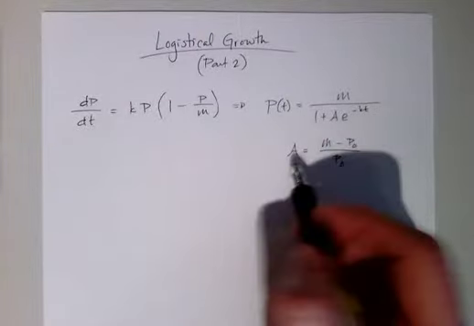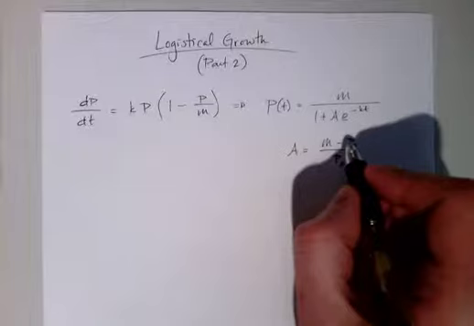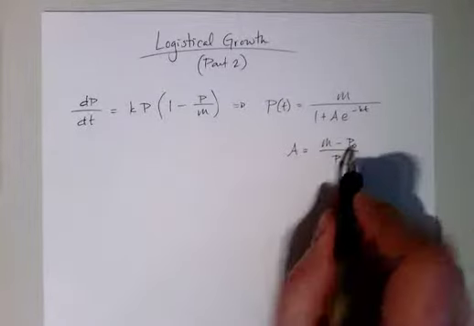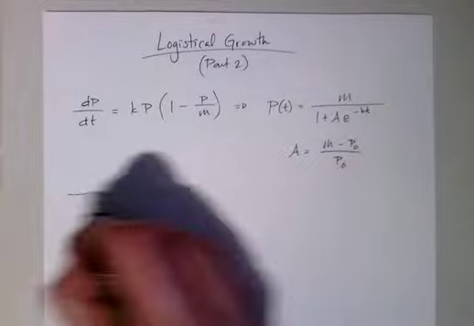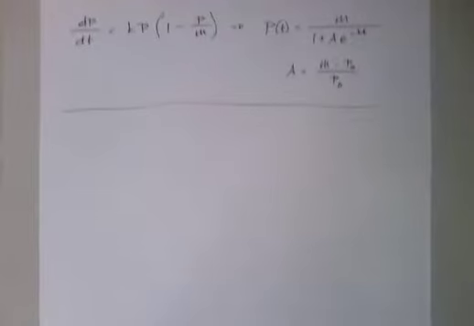Okay, and of course this comes from plugging in the initial condition, and I could have shown you that, but it doesn't really matter. You can probably figure it out for yourself. But basically, this is initial population, and carrying capacity. So let's go ahead and look at an example problem. Okay.